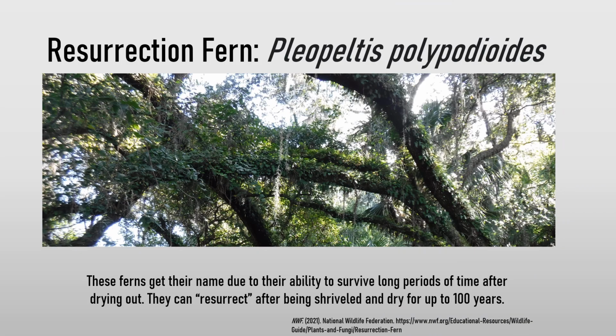My next plant is the resurrection fern, or Pleopeltis polypodioides. These ferns get their name due to their ability to survive long periods of time after drying out. They can resurrect after being shriveled and dry for up to 100 years. You can see them growing on the branches of the oak trees.